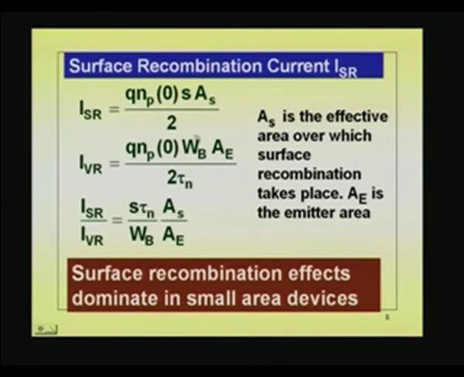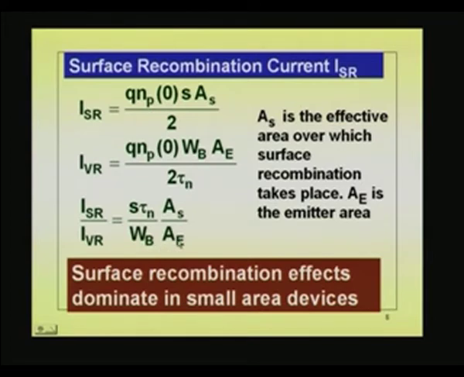Now you can see how much surface recombination there is relative to volume recombination depends, one, on the recombination velocity. If the recombination velocity is very, very small, you do not have to worry about it at all, because that will be negligible. Supposing the recombination velocity is 0 or tending to 0, ISR tends to 0. That is the case of a well passivated device like a silicon BJT. Now, if it is finite, 10 to the power 5, 10 to the power 6, then it will depend upon the ratio of the surface area to the emitter area.